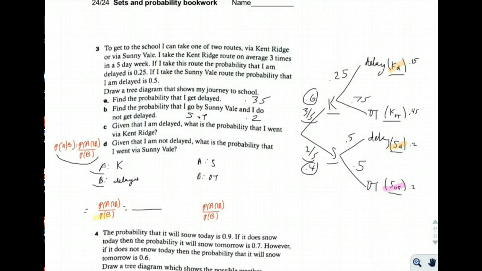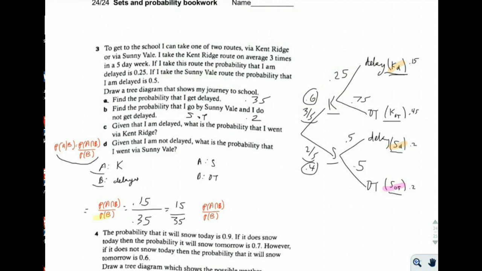What is the probability that I am delayed? We already figured that out. It's 0.35. What is the probability that I am delayed and I went via Kent Ridge? Okay, so that would just be Kent delayed, so that would be 0.15. Okay, so 15 over 35.